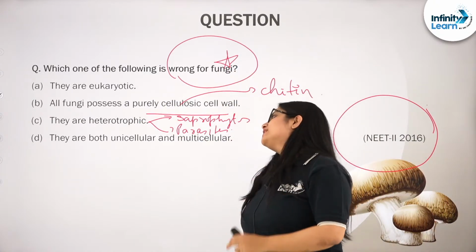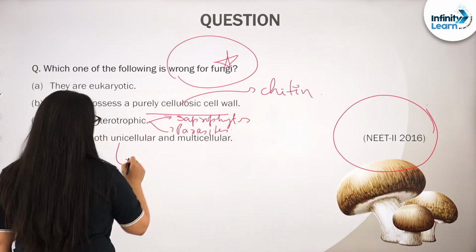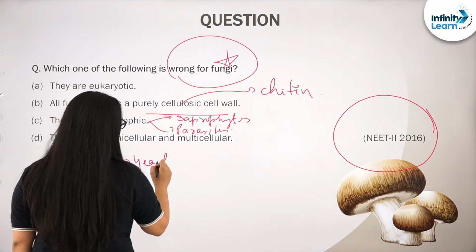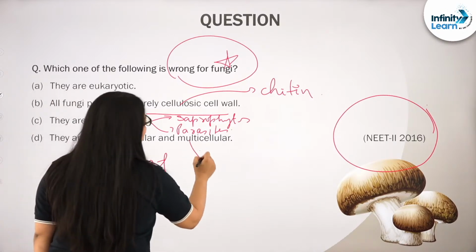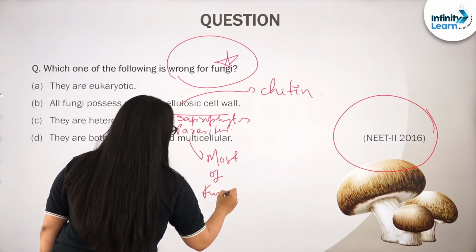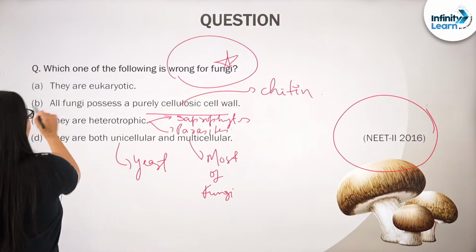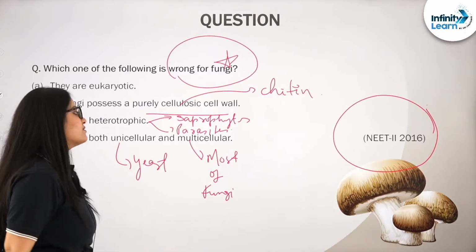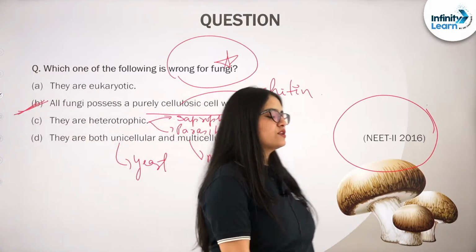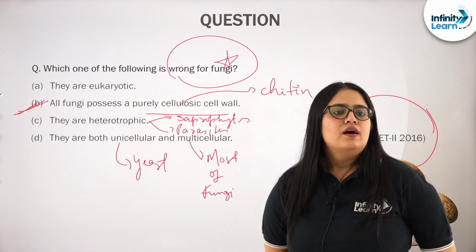They are both unicellular and multicellular. Yes, unicellular fungi, for example yeast, a member of Ascomycetes. Multicellular, most of the fungi are multicellular. The only wrong option is this one. All fungi do not possess a purely cellulosic cell wall. The rest of the options are correct, students.